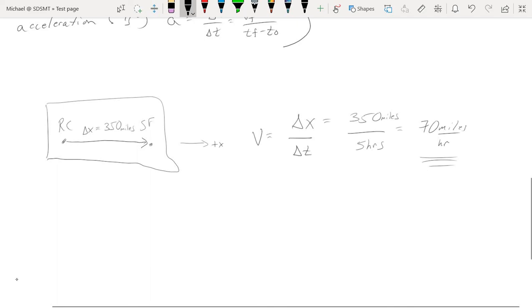This value that we have calculated is what we call the average velocity. And these average velocity terms happen because your time interval is too big. 5 hours, that's a long time. And there's a lot of stuff that can happen in those 5 hours. And so the best that we can do with those large time intervals is to calculate an average velocity.